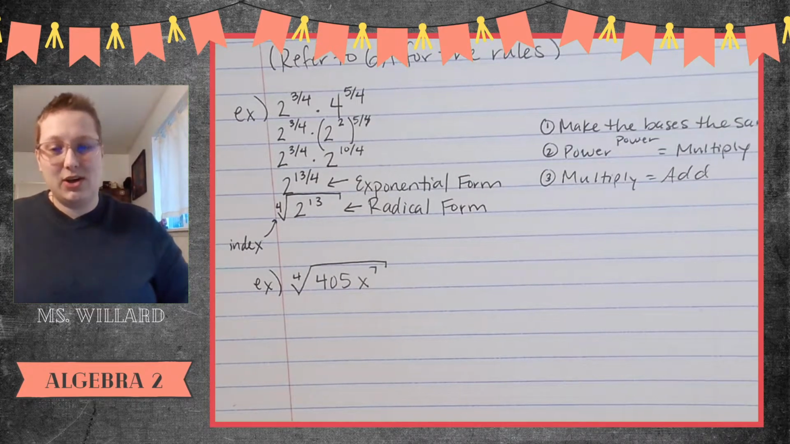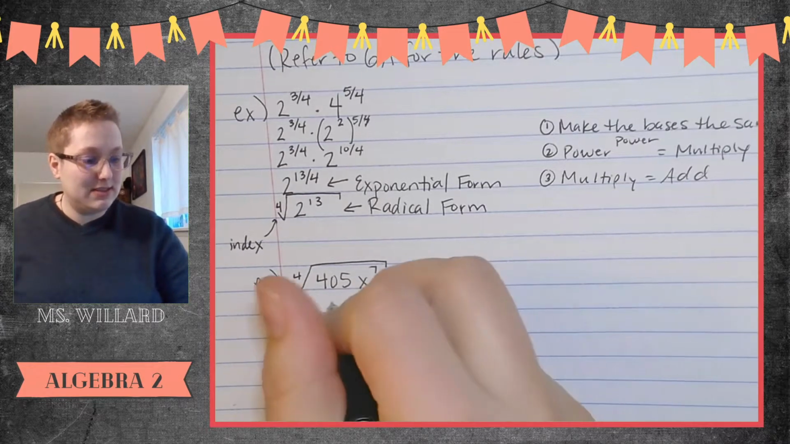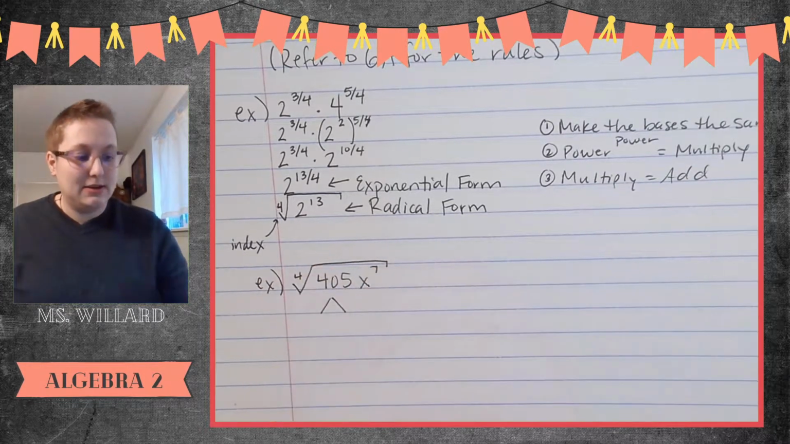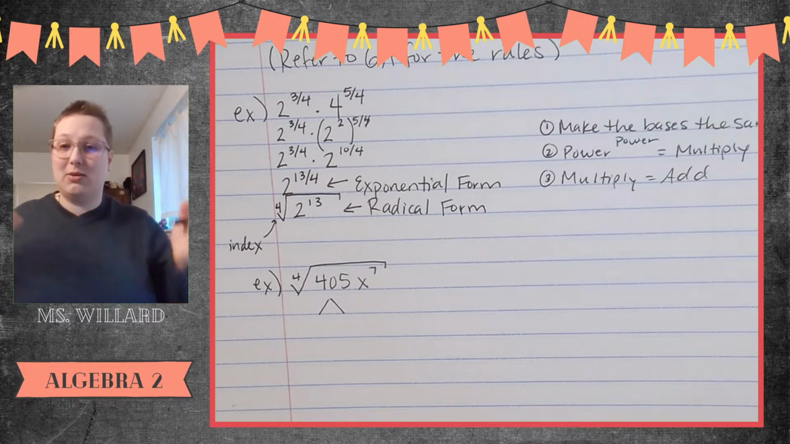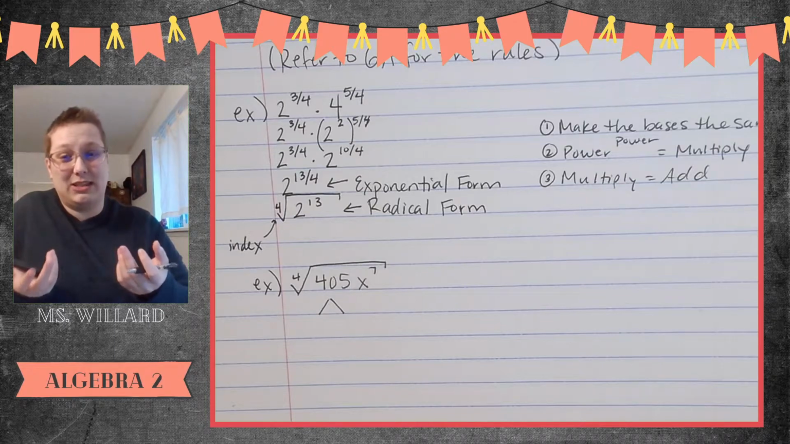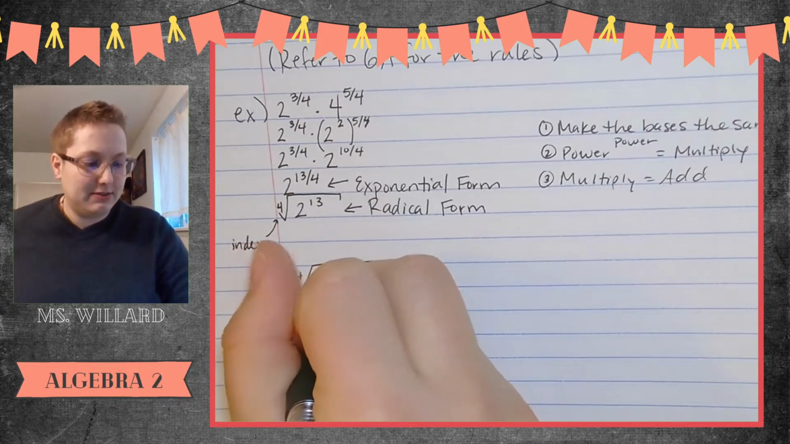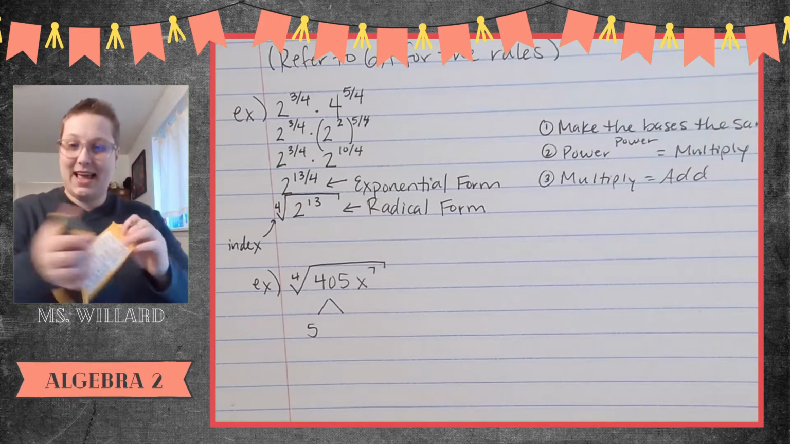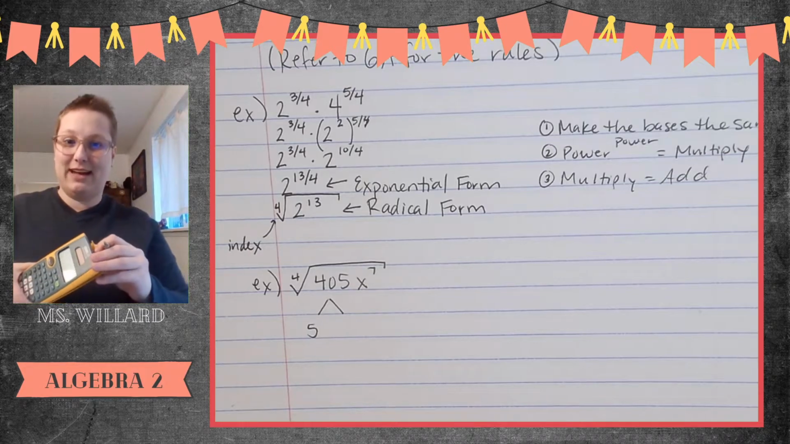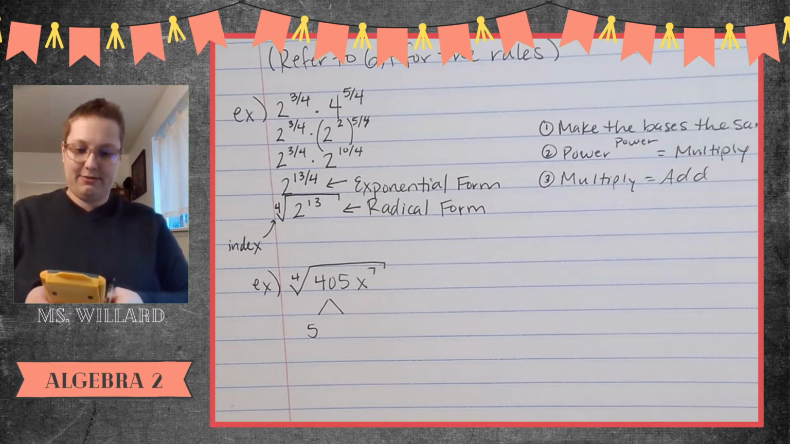So I don't necessarily know what times what times what times what makes 405. So I'm going to do this thing called a factor tree. So my factor tree is going to be to divide 405 by whatever I know it divides by. The only thing that I personally know right now that it divides by is probably 5. So I know that 405 divides by 5. And I'm going to take my calculator, which is over here, and figure out what 5 times what makes 405. So 405 divided by 5 is 81.